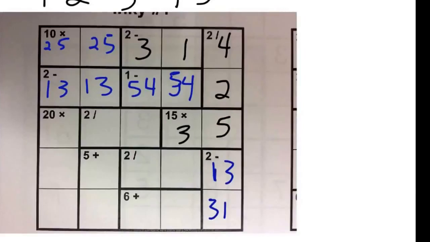So the next row, we already have our 3 and a 5. We want two numbers that divide to give you 2. So they could be 4 and 2, or it could be 2 and 1. So that one, we're not sure which way to go.